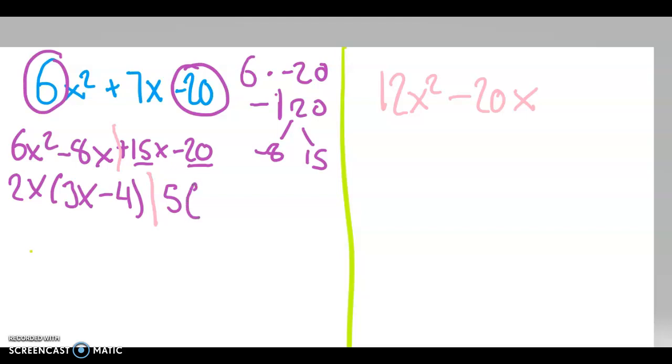Now, after we divide positive 15x by 5, we get 3x. The x still stays because there's not an x to divide it by. And then we divide negative 20 by 5, which will give us negative 4. And now we can see that we did this correctly, as both of our brackets have the same value.